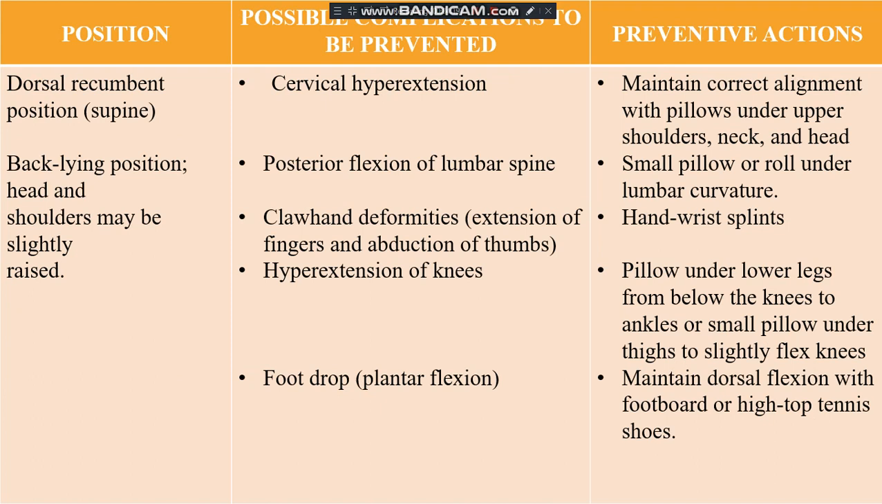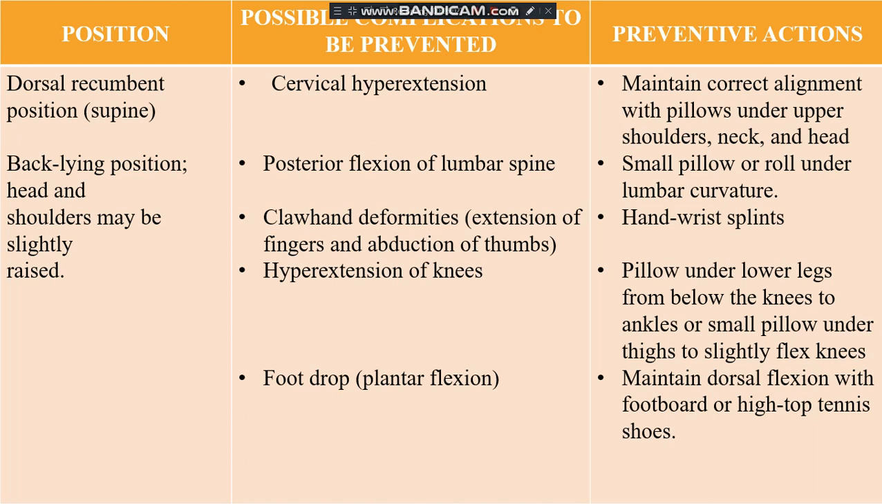Okay. So cervical hyperextension is the first complication that may happen if we sustain this supine position. In order to prevent that, we have to maintain correct alignment with pillows under the upper shoulders, neck and head. Sometimes what happens while sleeping is that the pillow is placed only at the back of the head, so we forget to support the shoulders. So while placing a pillow under the head area, we have to support the shoulders as well as the neck along with the head. Okay.